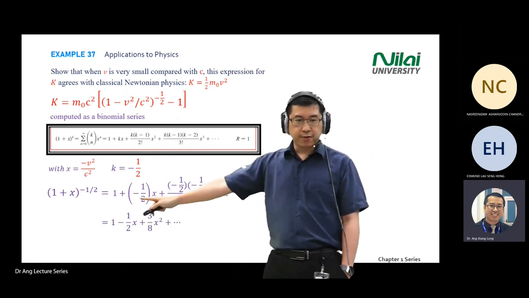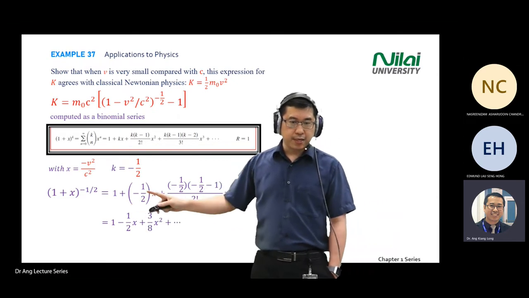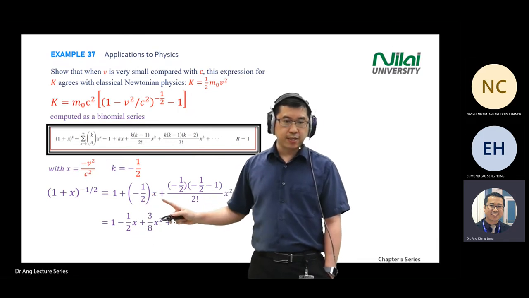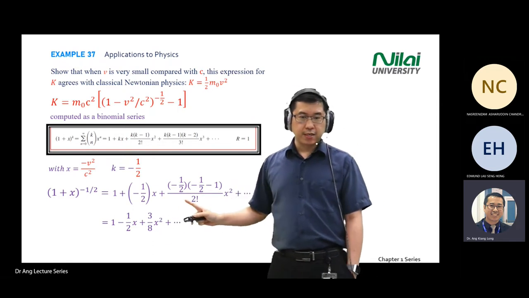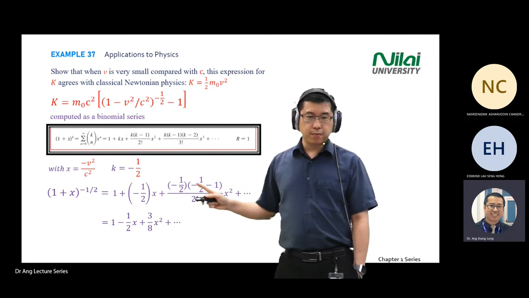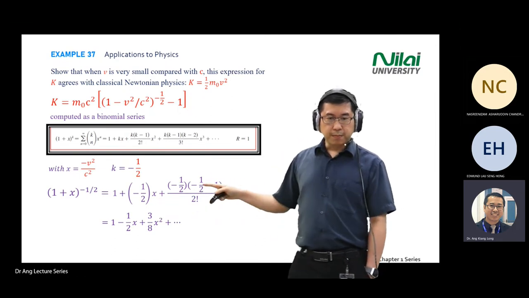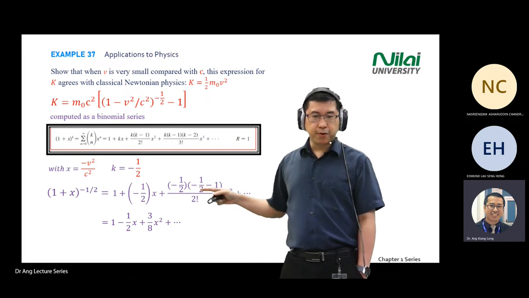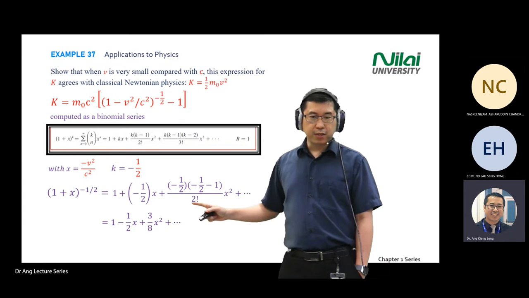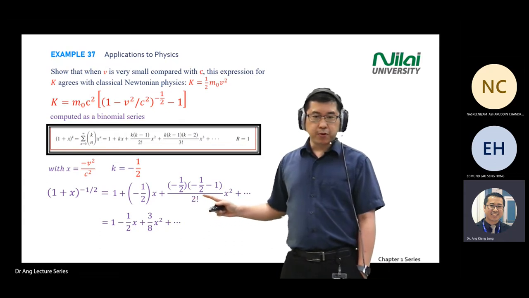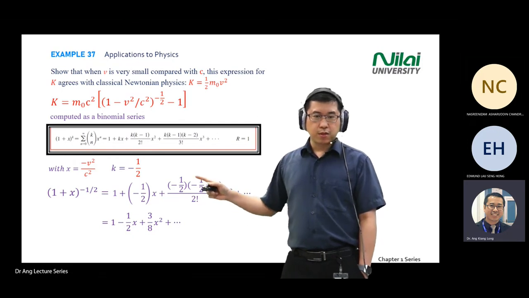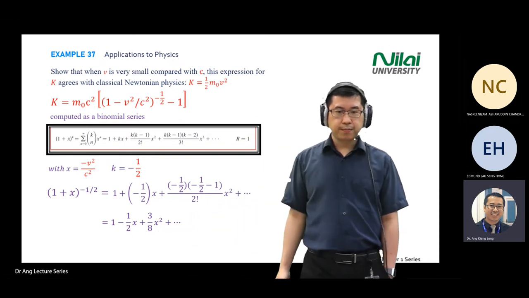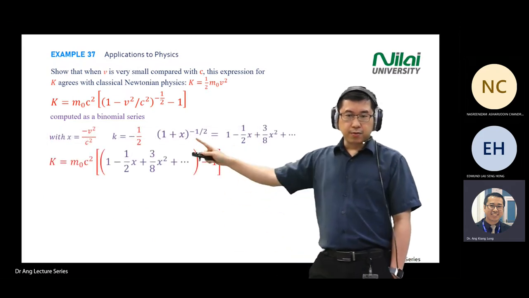So you do a little bit of calculation. 1 plus this one, bracket, minus 1 over 2. You remove the bracket, you get minus 1 over 2x. This one, you do calculation, you get 3 over 8. After you do calculation over here, minus half, minus 1, 1.5. 1.5, and this one is negative. 1.5 times 0.5 divided by 2 factorial. What I mean by 2 factorial is 1 times 2. So basically it's 2. This value divided by 2, you get 3 over 8, x power 2, and so on. Okay, so this one equals this one.